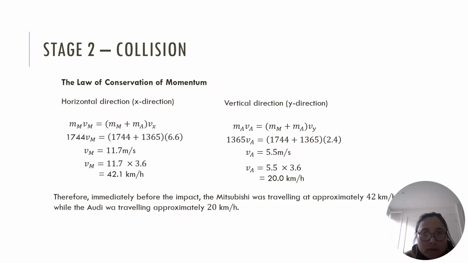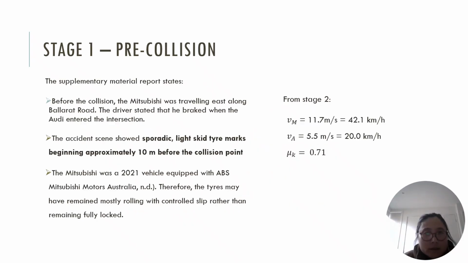During the collision, we applied the conservation of momentum in both directions. The Mitsubishi impact speed was reconstructed as approximately 42 kilometers per hour, and the Audi impact speed was about 20 kilometers per hour. These are the speeds immediately before the collision.